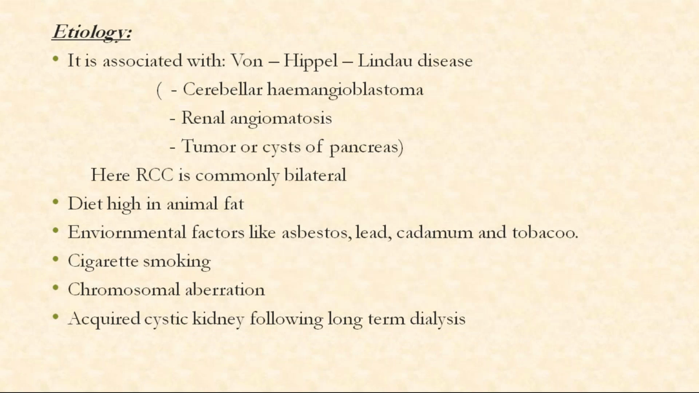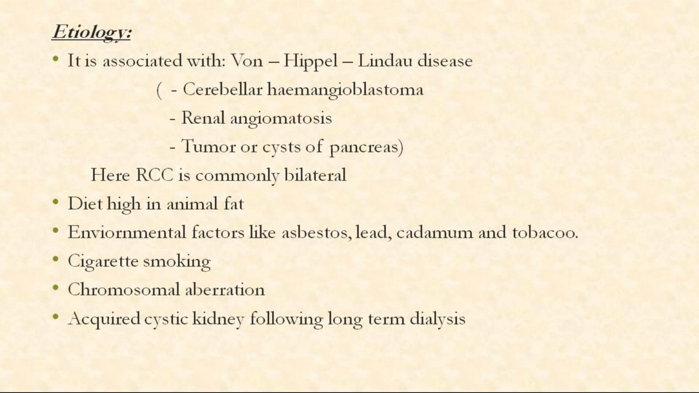So what are the causes responsible? Etiology. It is mainly associated with some other conditions like tumors related to the pancreas, renal angiomatosis, and cerebellar hemangioblastoma. All these together are called Von Hippel-Lindau disease. These are associated with renal cell carcinoma. Usually in this condition, the renal cell carcinoma is bilateral. Another etiological factor is when the individual consumes a high fat diet with animal fat. A diet high in animal fat may also be responsible for the development of renal cell carcinoma.